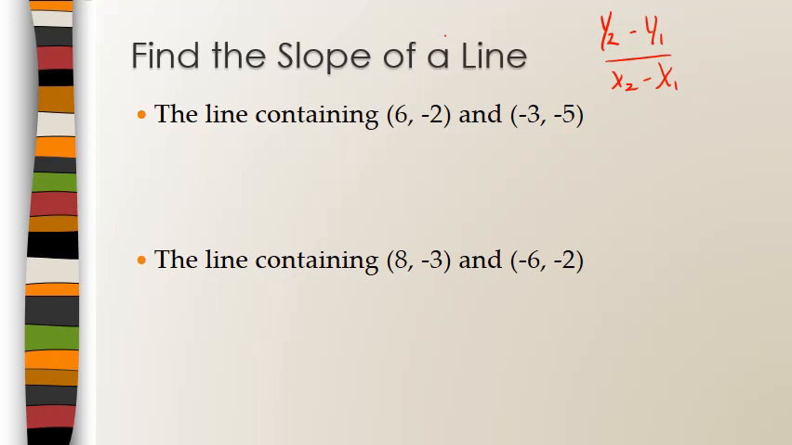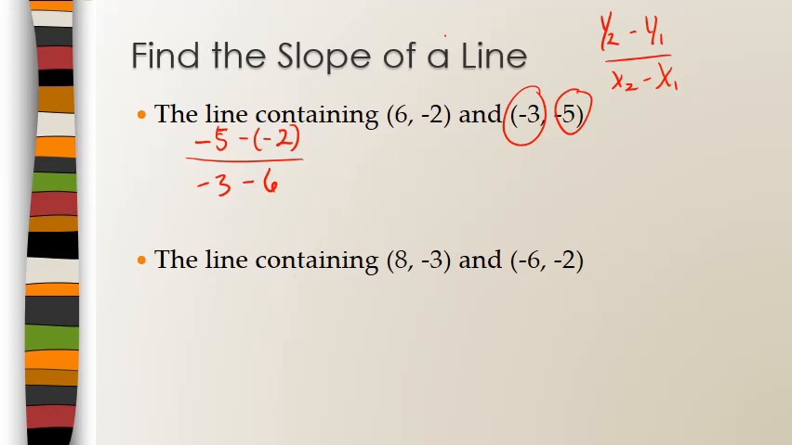So let's see, this will be my y2. So I got negative 5 minus negative 2, and that's going to be over negative 3. Again, this is my x2 coordinate, minus 6.